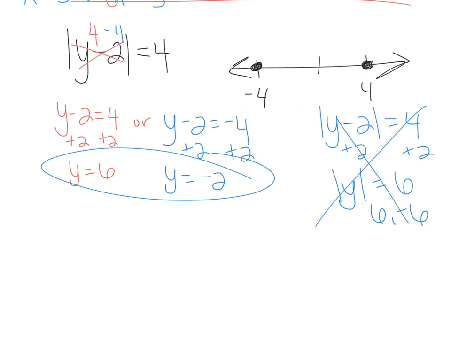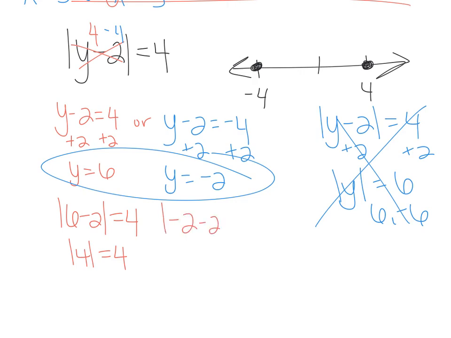Yeah, so if we plug these in, let's try this out because I should be able to plug these in and get the right answer. So if I plug 6 in for y, the absolute value of 6 minus 2 equals 4. 6 minus 2 is 4. Does the absolute value of 4 equal 4? Yeah.